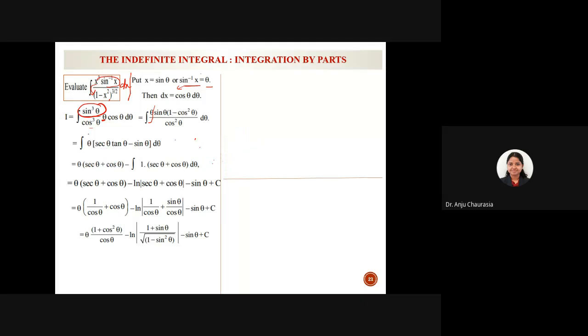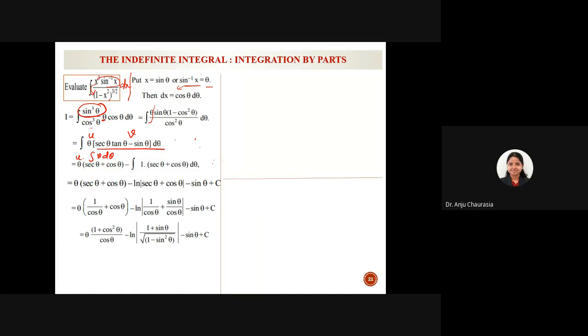So this is u into v. Here u is theta, and sec theta tan theta integration is sec theta, and minus sin theta integration is cos theta. So this is u, and this whole term is v. So u is as it is, and when we do the integration of v d theta, this whole term you have to integrate.